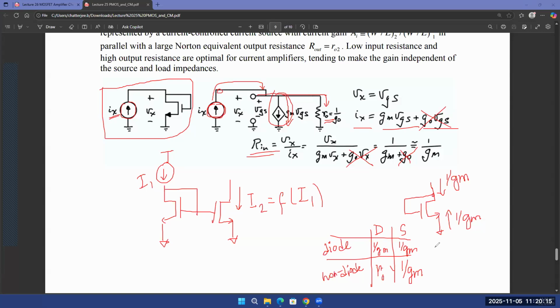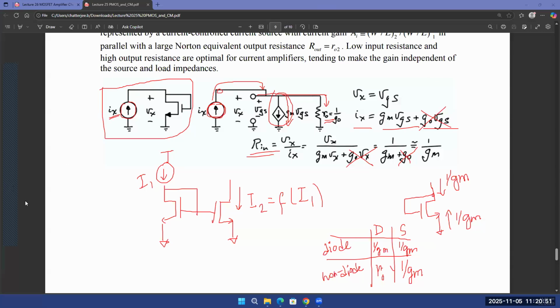So this is the table that will be used in all the different circuits that you will see in this course. Only if it is diode connected, you'll see 1 upon gm, both looking into the drain as well as the source. If it is not diode connected, you'll just see ro looking into the drain and 1 upon gm looking into the source. And how do we prove it? Just do a Thevenin equivalent analysis. Just find out the Thevenin equivalent resistance looking into the particular terminal that we are interested in. That's what we did over here.